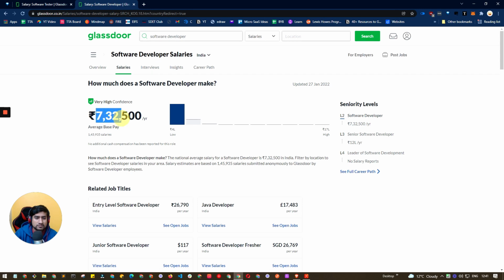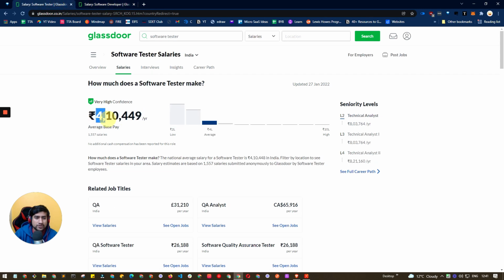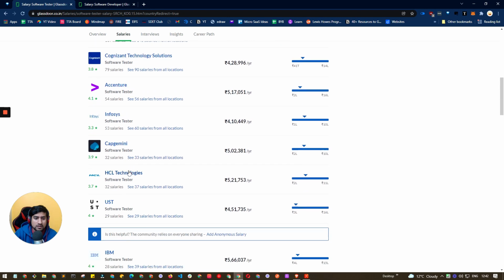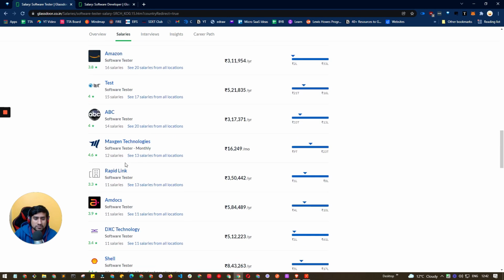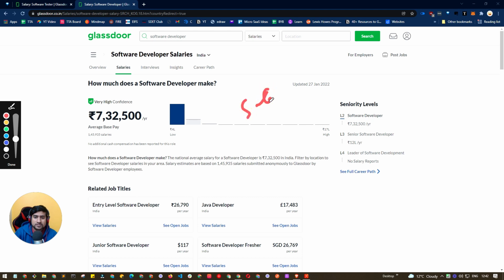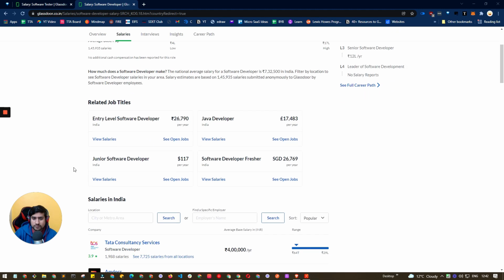You will see that developers are almost making double as compared to testers, initially. And this is data from all the MNCs available, as well as product-based companies. There are a couple of product-based companies here also. This is clearly visible that initially, with 5 or 6 years, developers are getting higher salaries as compared to testers, who are getting lower. So this is the hard truth now.